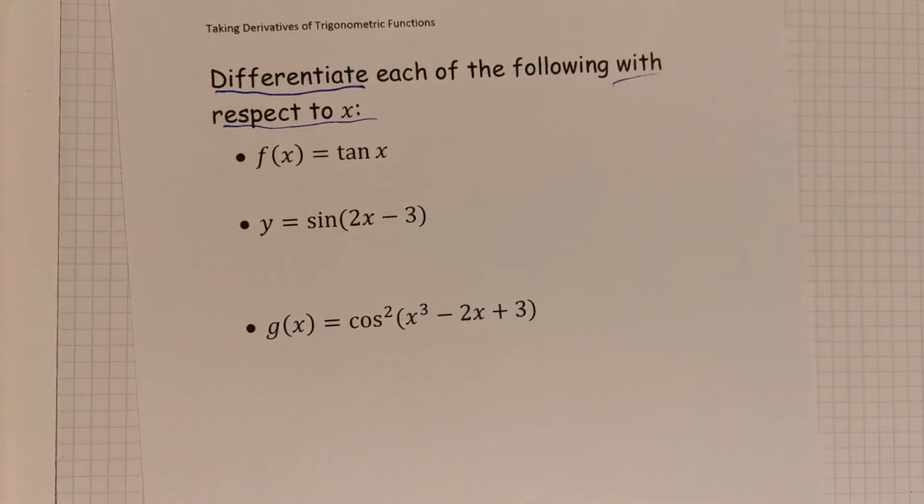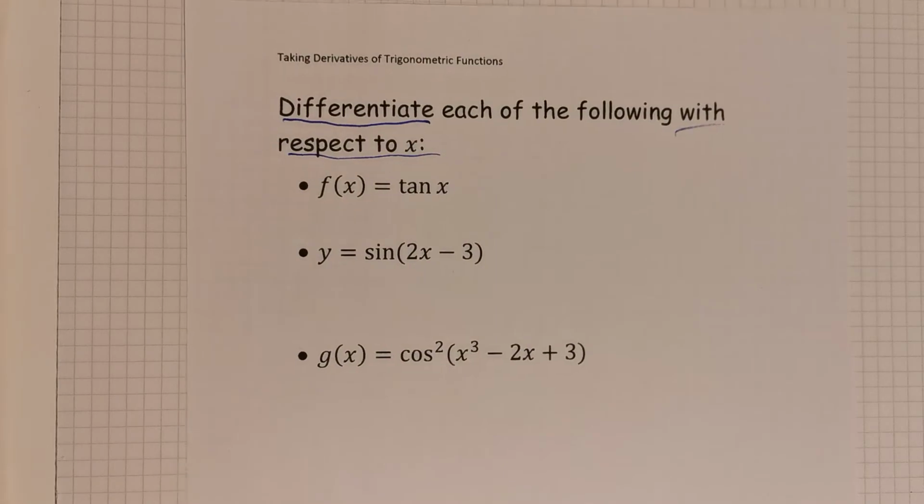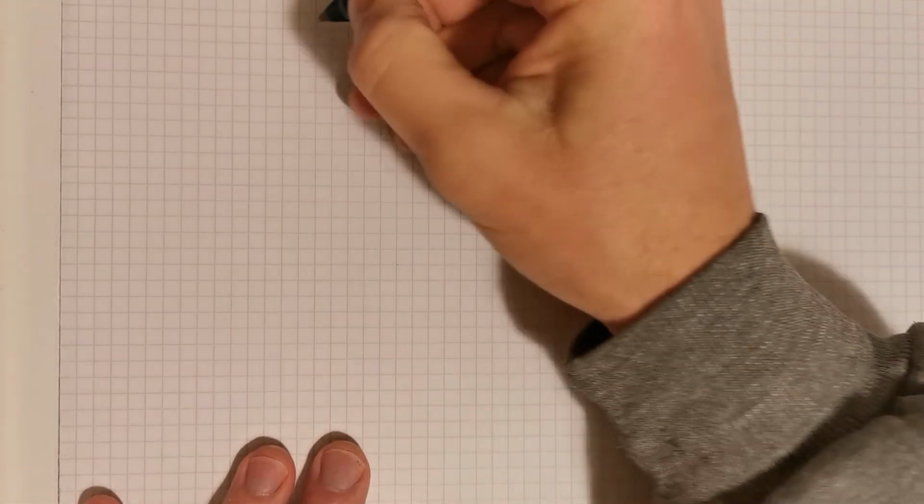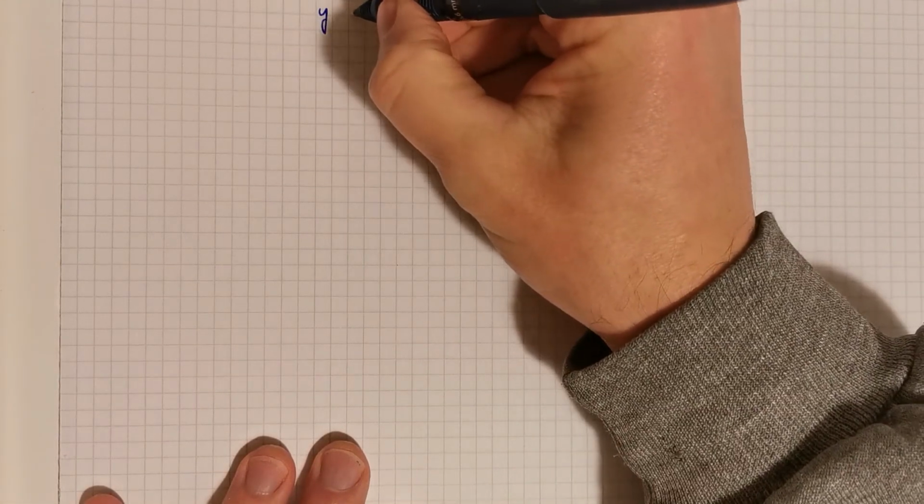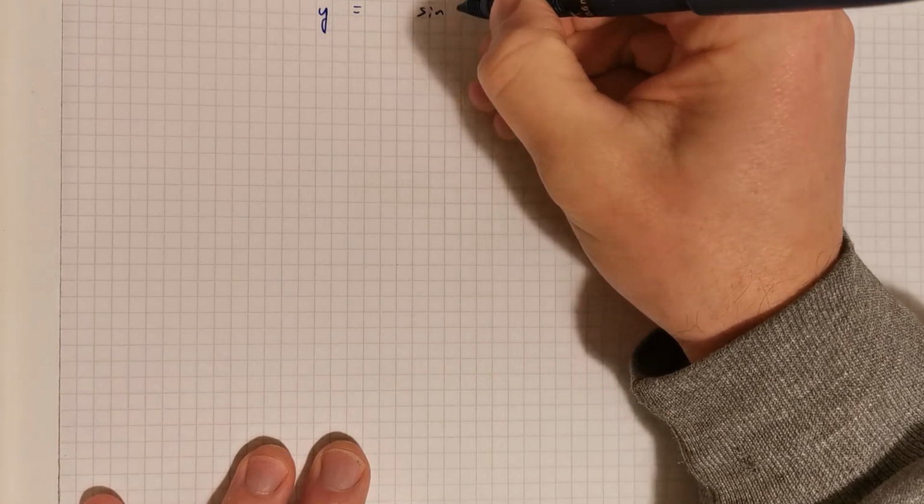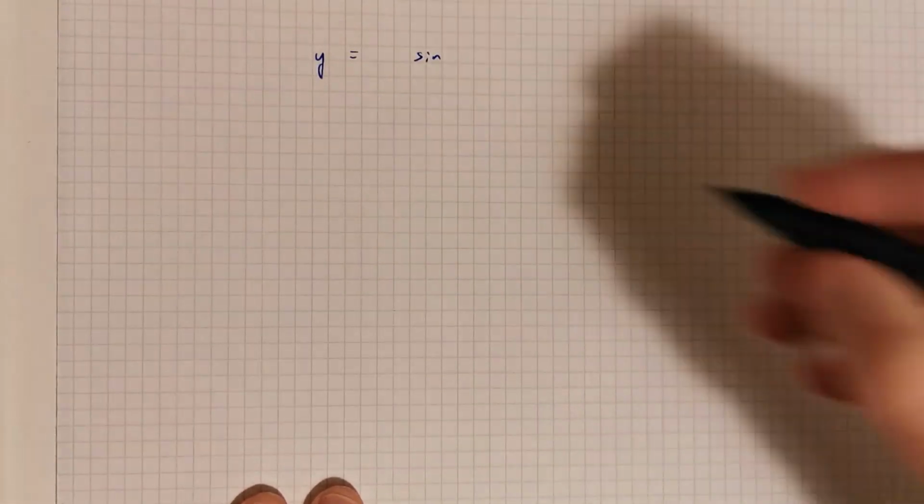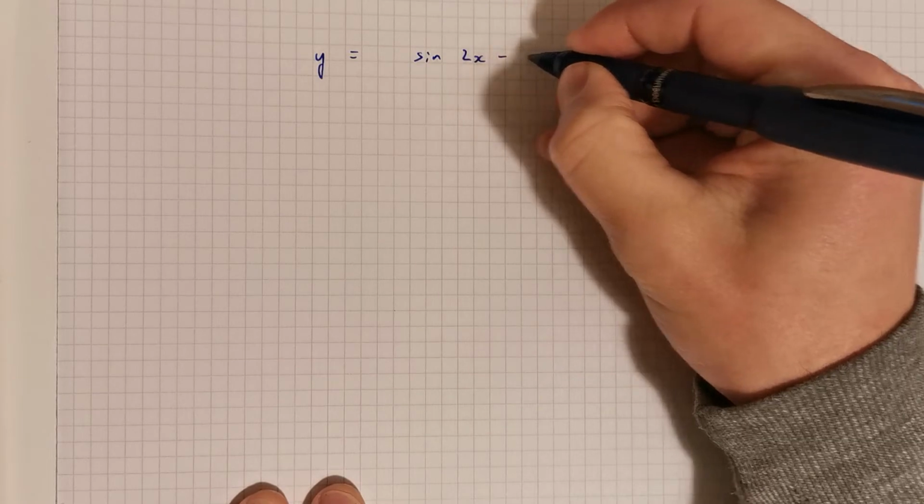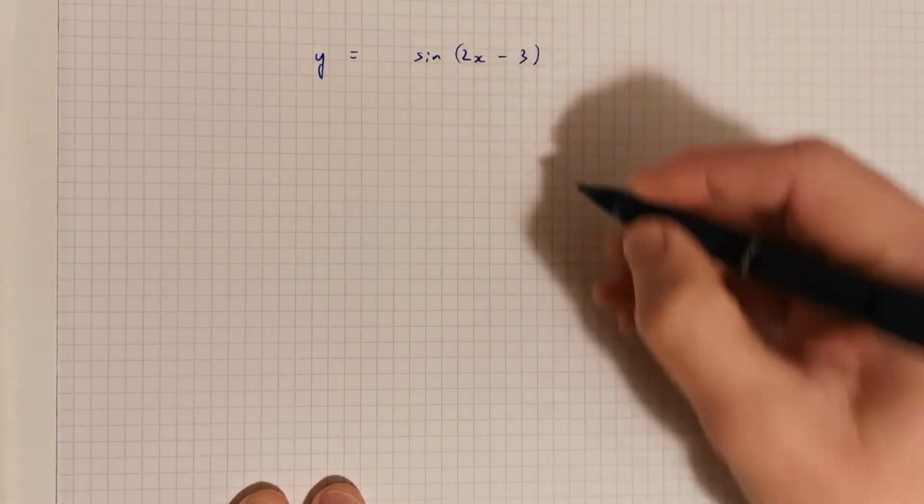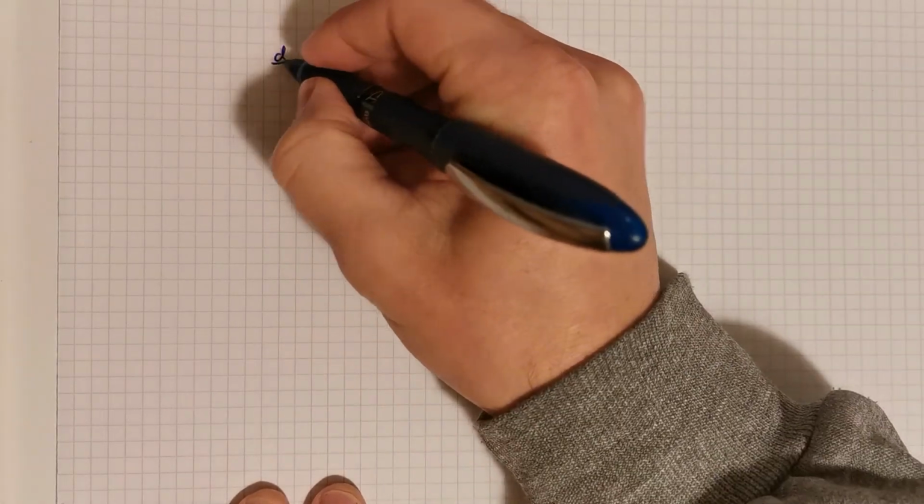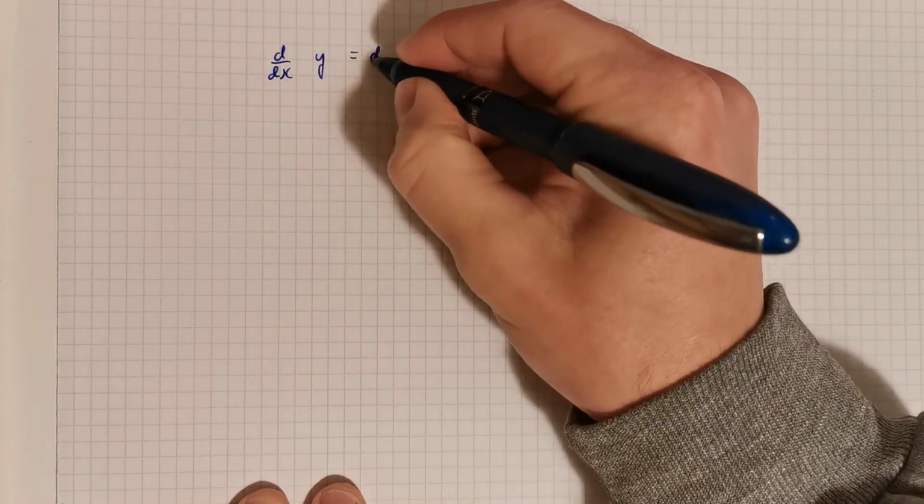Let's look at taking the derivative of the second function there on my left, which is y equals sine of 2x minus 3. y is equal to the sine of 2x minus 3. And I want to take the derivative with respect to x.